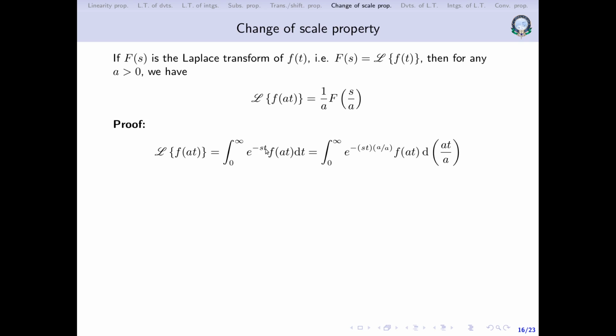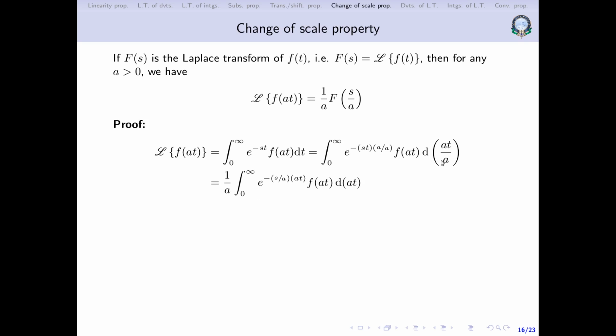So e to the power minus st, this one we multiply and divide by a. F of at we will keep as it is, and this t in dt we write as at by a, because we multiply and divide by a. And then we rearrange these terms.